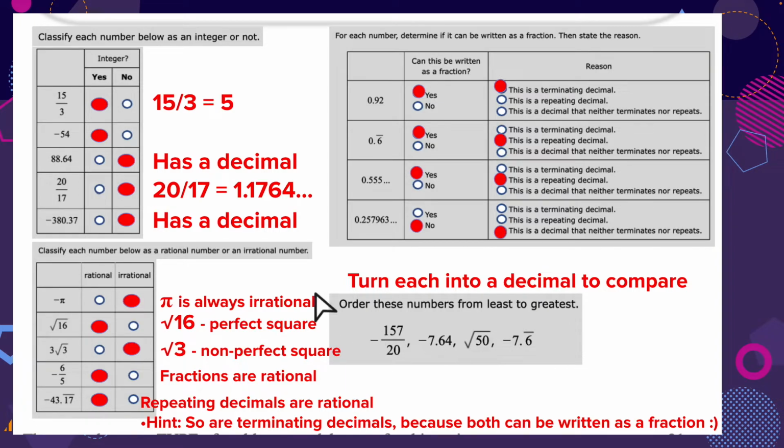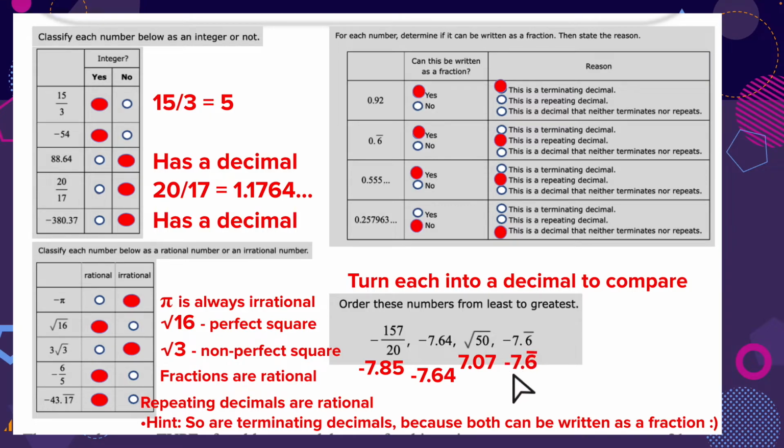So we're going to divide 157 by 20. So we get negative 7.85 because there was a negative in front, so make sure you put the negative. This next one is already done. It's negative 7.64, so I just brought it down. The square root of 50, so we use our calculator. You type 50 and hit the square root button, and you get 7.07. And I do believe I rounded that. And then negative 7.6 is already in decimal form.